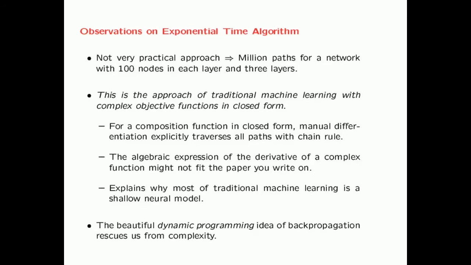Now, if you had a really complex function, the kind of complex function that a neural network computes, the algebraic expression for the derivative might not even fit on the paper that you write on. So that's what explains why most of traditional machine learning is a special case of neural networks, but a case of very shallow neural models, because it's simply not possible to practically compute the derivatives using traditional calculus methods if you were to do it using the exponential time algorithm.